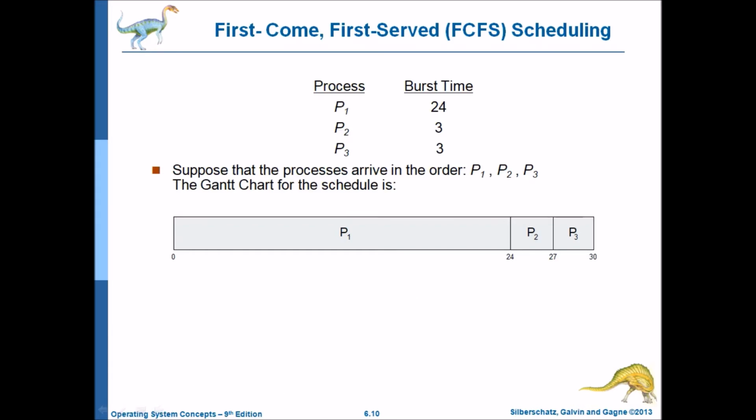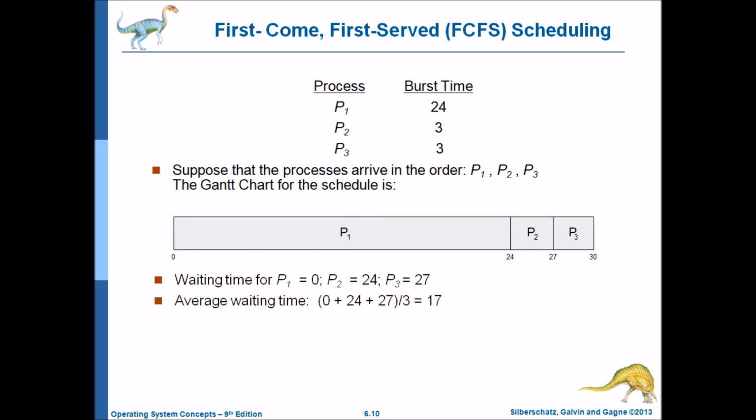Computing for the waiting time, the waiting time for P1 would be 0 since it does not wait for any other processes to complete. Then P2 waits for P1 to complete, therefore it waits for 24 burst time. And then P3 would wait for P1 and P2 to complete, so having 27 burst times. Therefore the average waiting time would be 17.